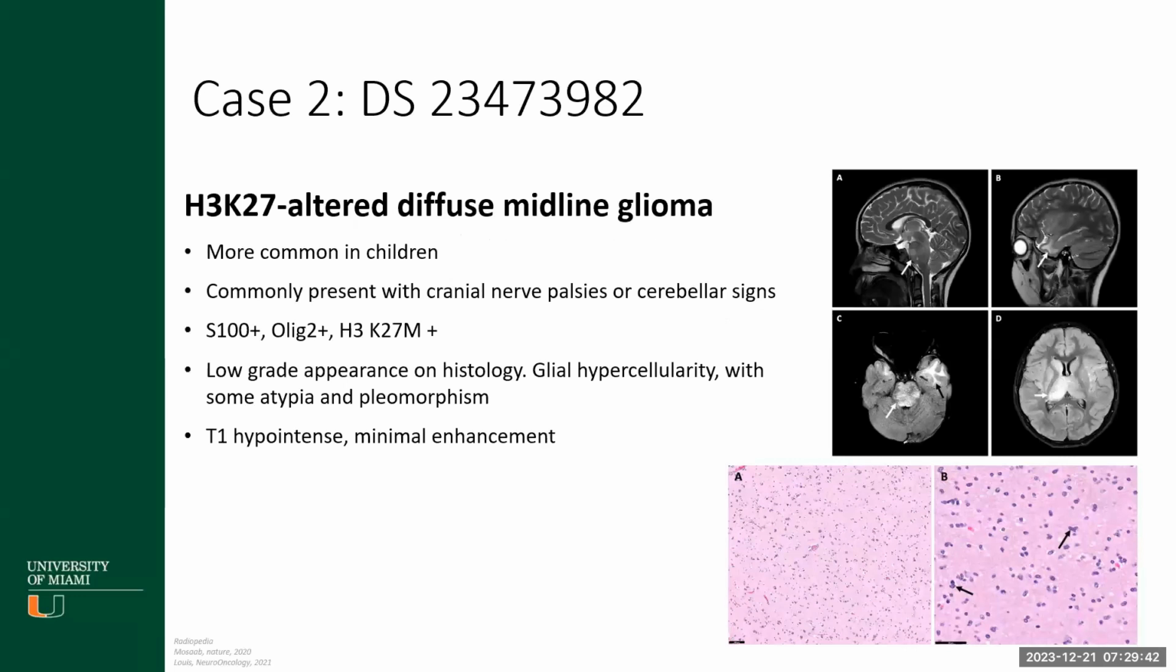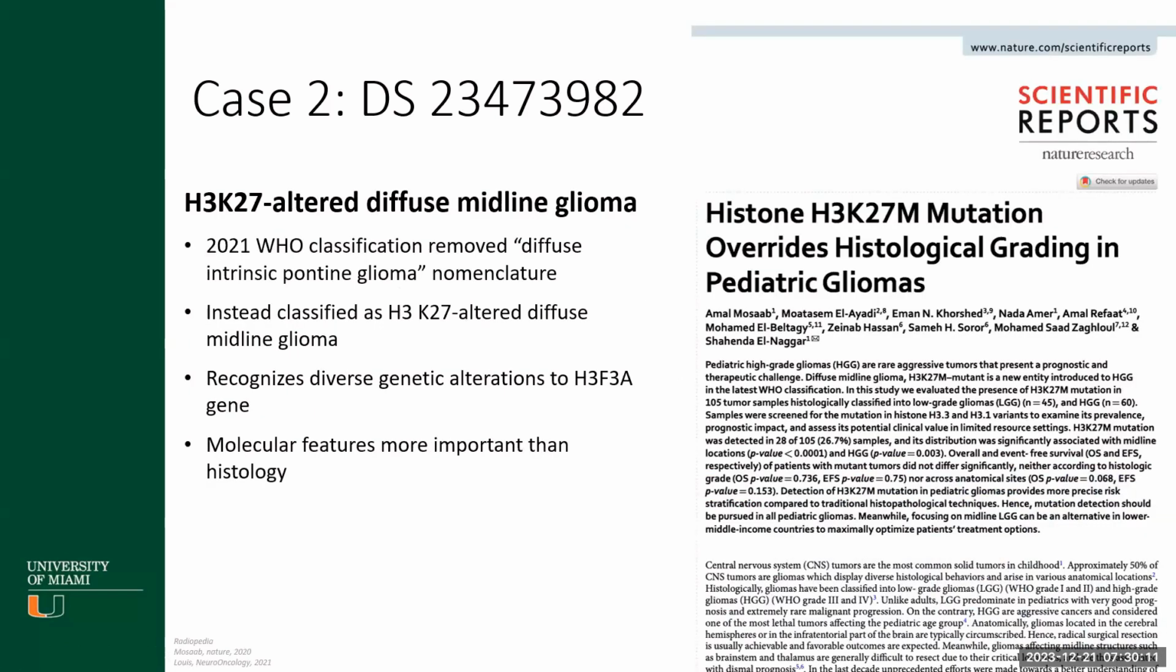Okay. H3K27 altered diffuse midline glioma. This is more commonly seen in children, presents with cranial neuropathies or cerebellar signs, and these are the markers that are generally positive: S100, OLIG2, and then H3K27 mutant positivity. Low-grade appearance on histology, glial hypercellularity with some atypia and pleomorphism, and hypointense on T1 with minimal enhancement, all of which we were seeing. They removed DIPG as a nomenclature in 2021 and instead classify these as H3K27 altered diffuse midline glioma.